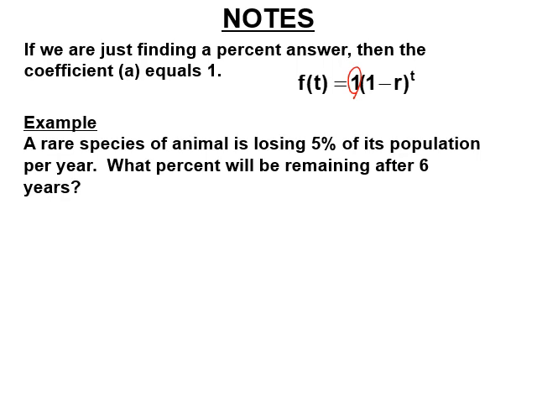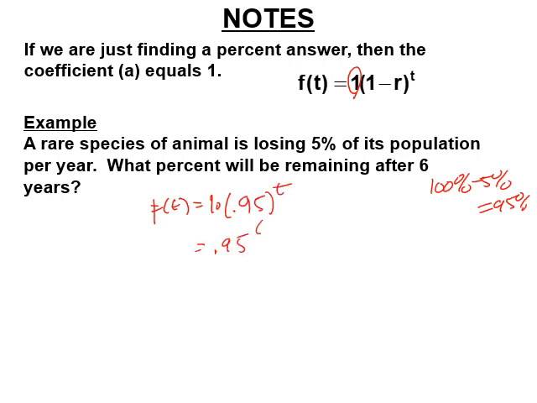And let's see that. A rare species of animal is losing 5% of its population per year. What percent will be remaining after 6 years? All right, so it's f of t. We don't have a y-intercept, it's 1. Now, if we're losing 5%, we're at 95%. So it's 0.95 to the t. So we're going to have to do 0.95 to the 6th. So let's do that.